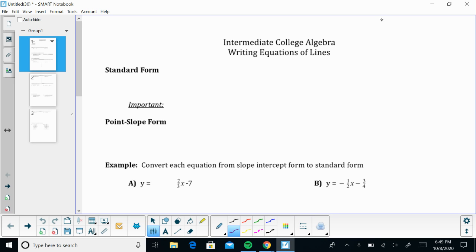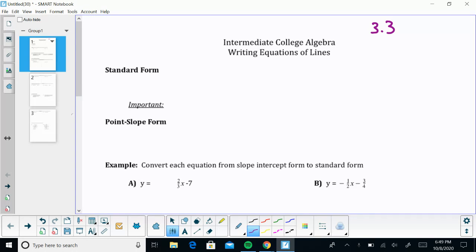Hey guys, this is lesson 3.3, writing equations of lines. And this is a little bit of a longer lesson, so I'm going to apologize right now for that. It's just because there's a lot of different types of examples, and I want to give you lots of different ways that problems might be set up, okay? Just bear with me.